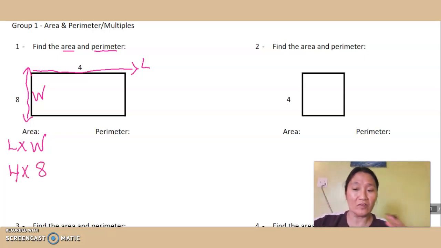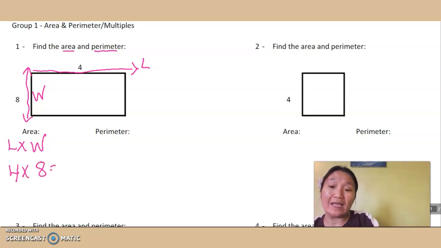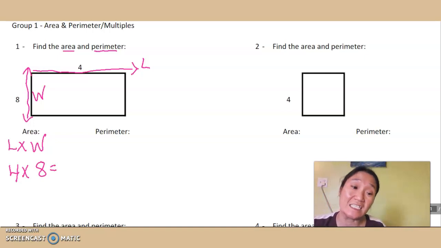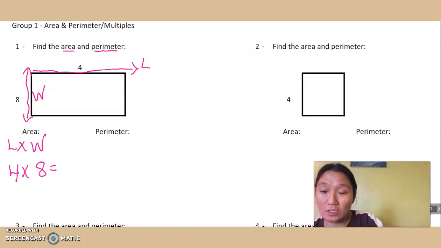Length times width. And you know that 4 times 8, well, 8 times 2 is 16, and 16 plus 16 is 32. So you know that 4 times 8 is 32.